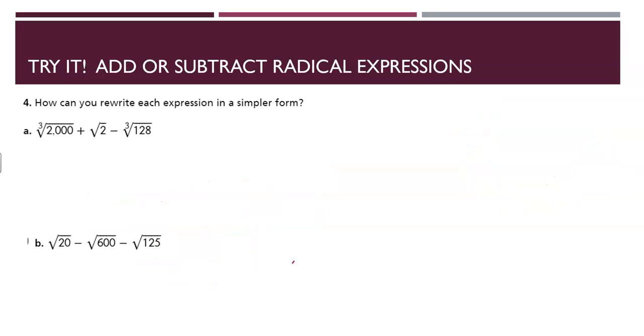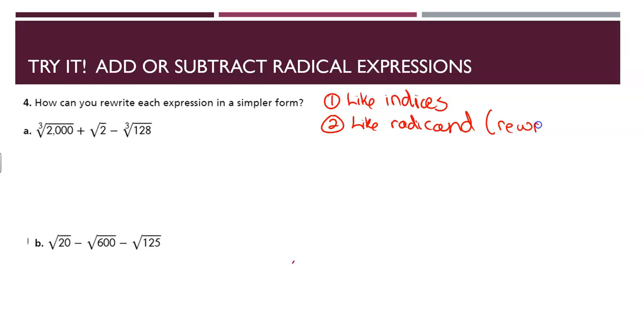All right, you're going to try some now. You can do a little addition, a little subtraction. Remember to look for like indices. I think it's spelled this way. And then you have to have the like radicands. And if you don't have those right away, you might be able to rewrite it so that you do get them. You may not. So try these and see how you do, and then I'll be back in just a little bit.